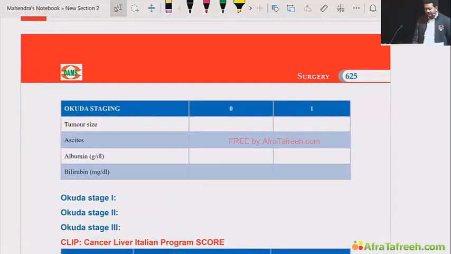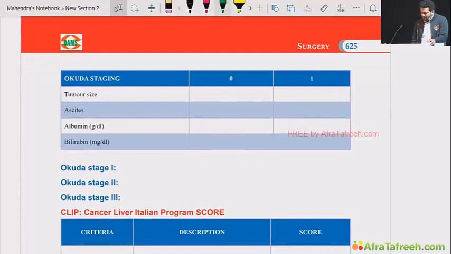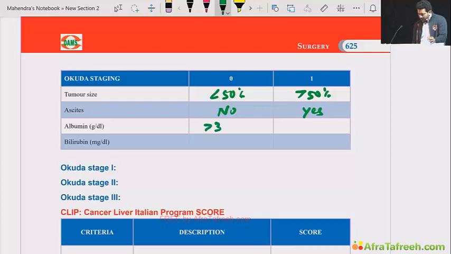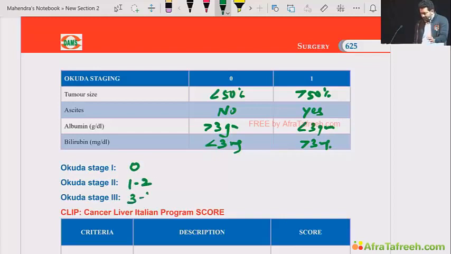Now there are certain stagings like the Okuda stage. Exactly the point-wise detail is not important, but yes, you need to remember what parameters we see. Tumor size, if it is involving less than 50% of the liver, it is 0, more than 50% is 1. No ascites 0, if there is ascites 1 point. Albumin more than 3 gram and less than 3 gram, and bilirubin less than 3 milligram and more than 3 milligram. So Okuda stage 1 is when you have 0 points. Stage 2 is if you have 1 or 2 points. And stage 3 is if you have 3 or 4 points. Higher the stage, poorer is the prognosis.